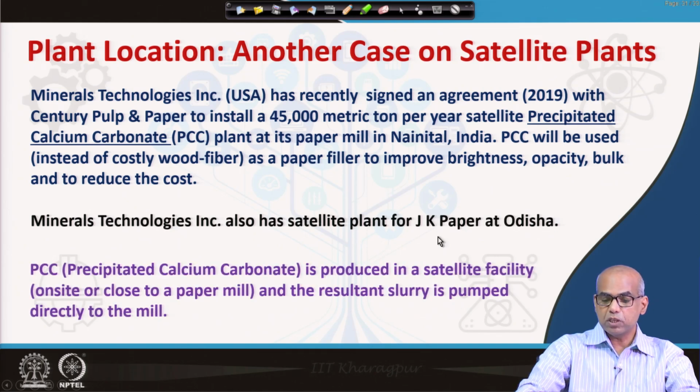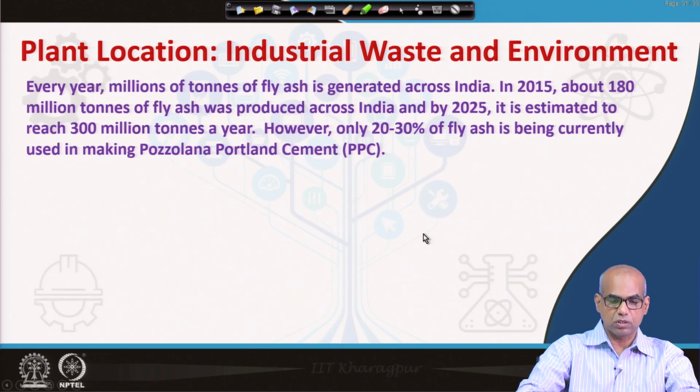Precipitated calcium carbonate is produced in a satellite facility either on site or very close to paper mill, and the resultant slurry is pumped directly to the mill, which almost eliminates the transportation cost.